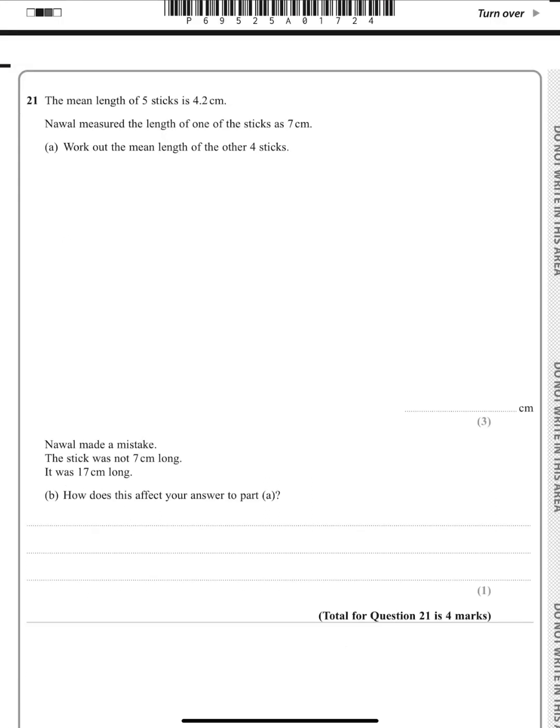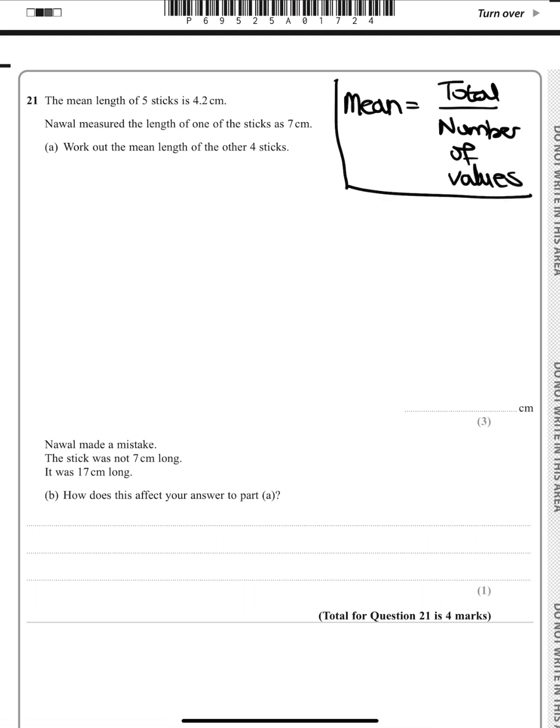Question number 21 says the mean length of 5 sticks is 4.2. Noel measured the length of one of the sticks as 7 centimeters. Work out the mean length of the other 4 sticks. So first of all, I'm going to write down how I would find the mean. So the mean is found by dividing the total by the number of values that you have. That is the definition of the mean.